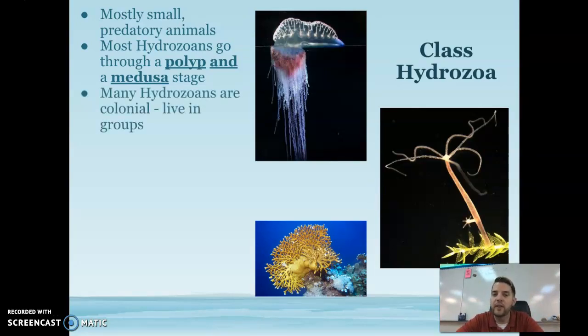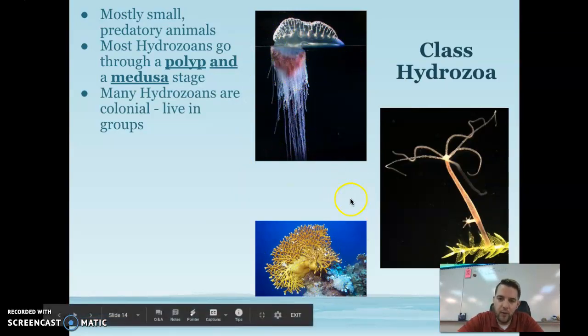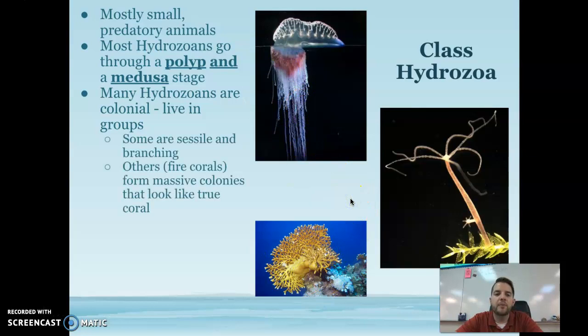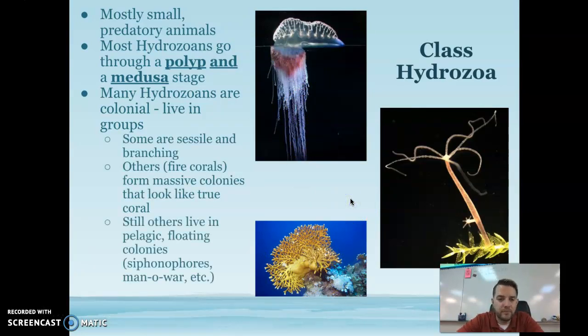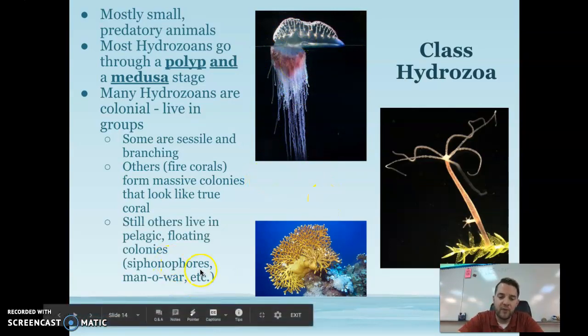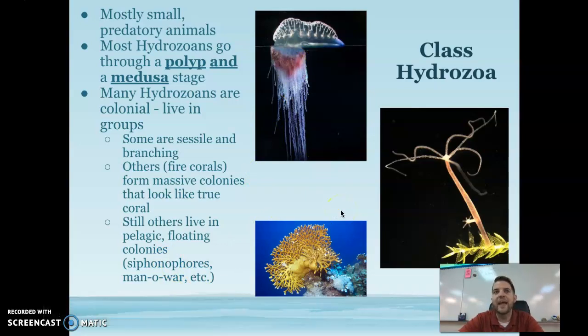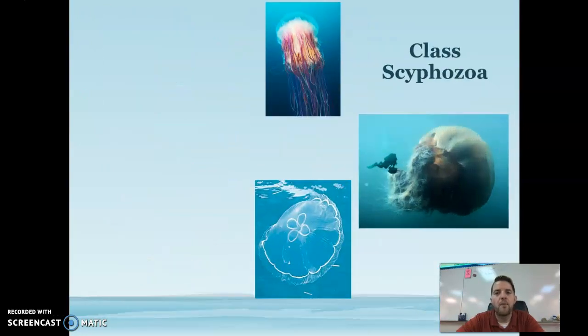Many of them are colonial. They live in groups. So the Portuguese man-o-war is a colony of hydrozoans, so is a fire coral. Some are sessile and branching. Others form massive colonies. Some of them, like the man-o-war, do have very large floating colonies. In fact, these siphonophores are one of the largest animals on Earth because they can form colonies that are 80, 90 feet long, but they're just jellies stuck together floating in the water column. So hydrozoas are mostly colonial, and they do alternate generations.